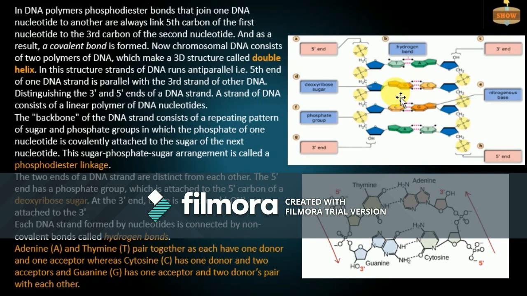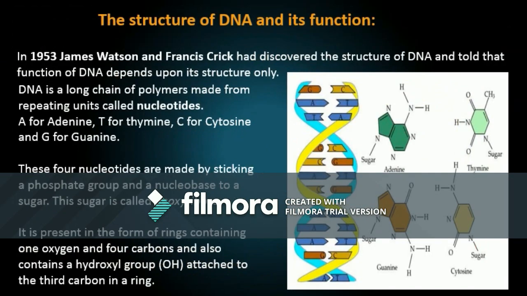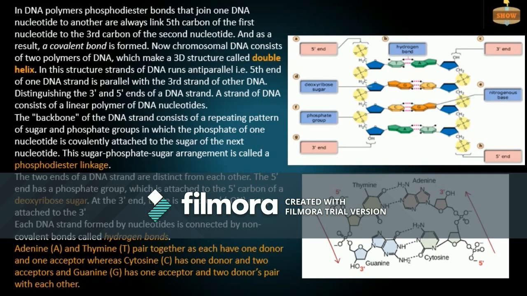Now chromosomal DNA consists of 2 polymers of DNA, which make a 3D structure called a double helix. You have seen the diagram of DNA. It is a double helix, and in this structure the strands of DNA run anti-parallel. That is, the 5' end of one DNA strand is parallel with the 3' end of the other DNA strand, distinguishing the 3' and the 5' end of a DNA strand.